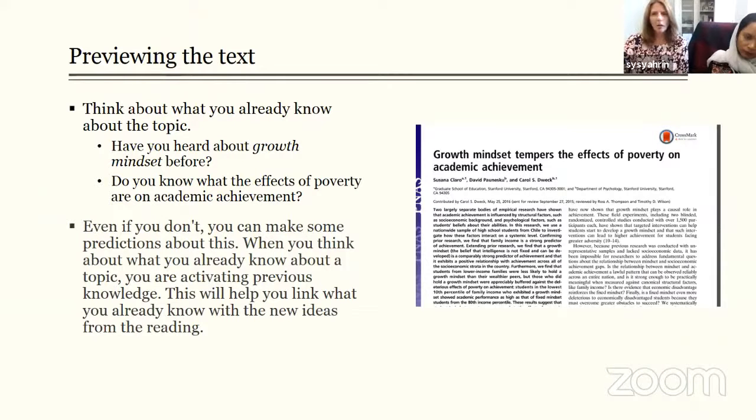When you think of the word poverty, what are some images that come to your mind? What do you think of when you think of academic achievement? Again, we need to get our previous knowledge to help us build some ideas. It takes slow thinking, right? Sometimes we have to think about, what does it mean by academic achievement? In your mind, what does it make you think of? And this helps you link the information you already know with the new ideas in the reading.